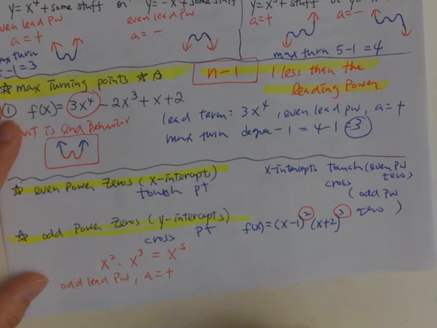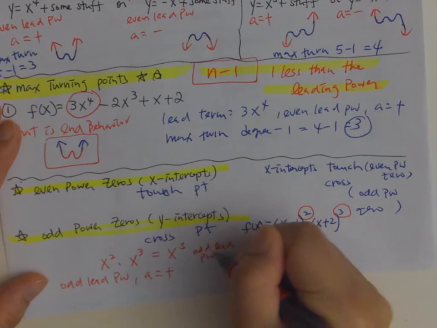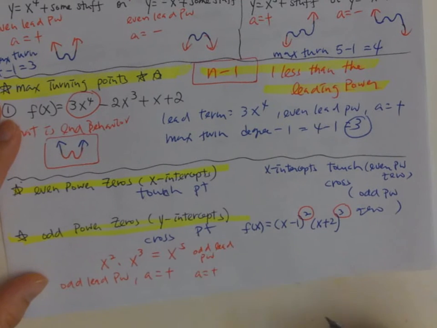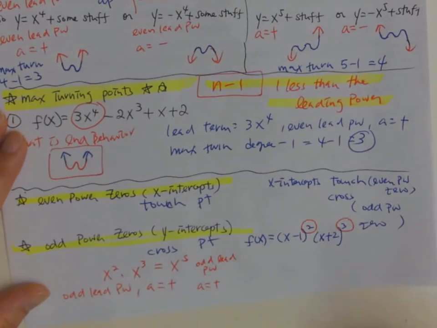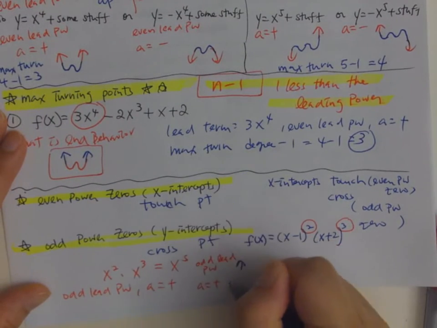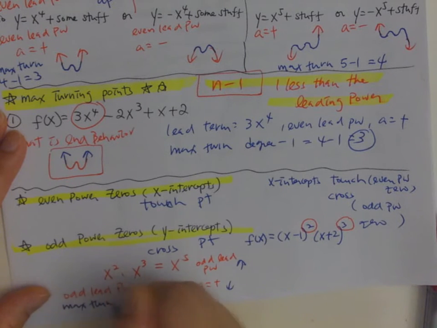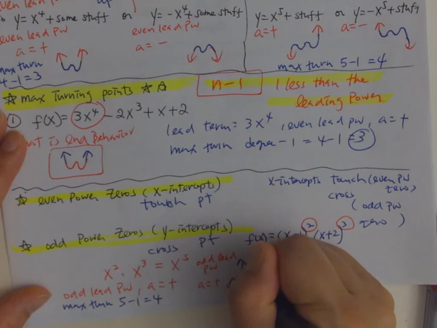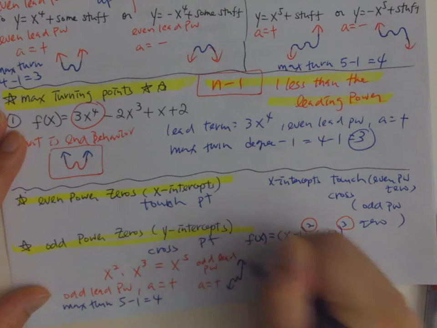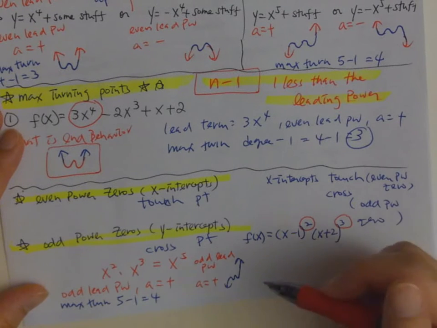So if you have an odd leading power with A positive, it's going to be like the odd leading positive graph, like this guy, right? So one side up, one side down, and the maximum number of turns with degree 5 is going to be 4, right? So 4 turns, 1, 2, 3, 4. So something like that. And then they go a little bit deeper.